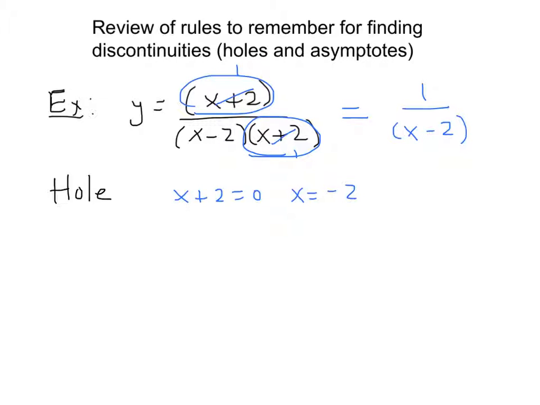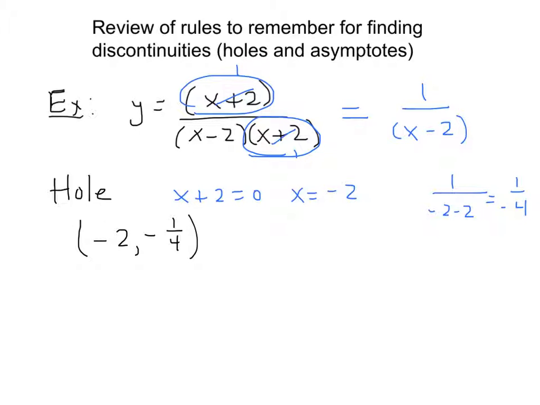So my graph of my original function and this new function, 1 over x minus 2, are going to look identical except at the place where I have my discontinuity, at the place where I have my hole. I have my hole when x equals negative 2. If I plug negative 2 into the bottom of this fraction, I get 1 over negative 4. So the coordinate pair that I have at my hole is negative 2 comma negative 1/4.